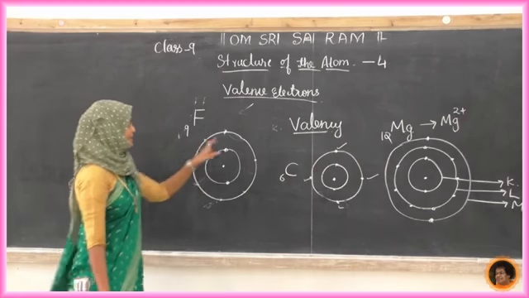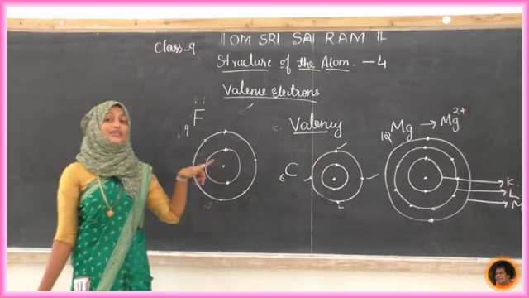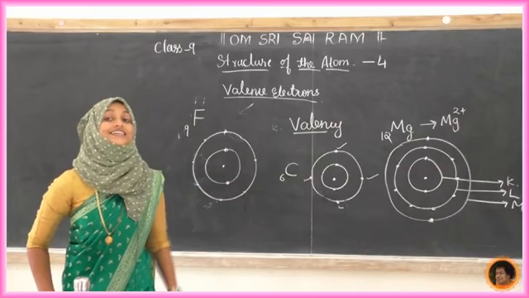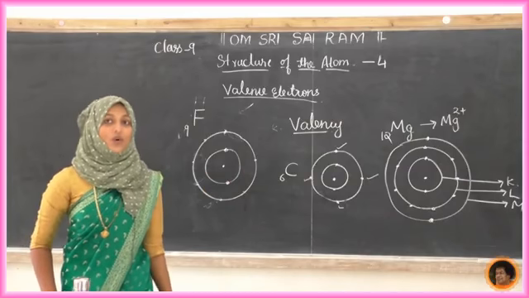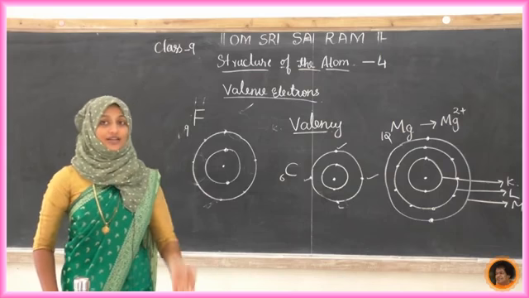Now what happened? Because it has 7 electrons in the outermost shell, how many electrons does it need? Only 1 electron it needs. So valency is 1 here. So what is it doing? It is going to take 1 electron.